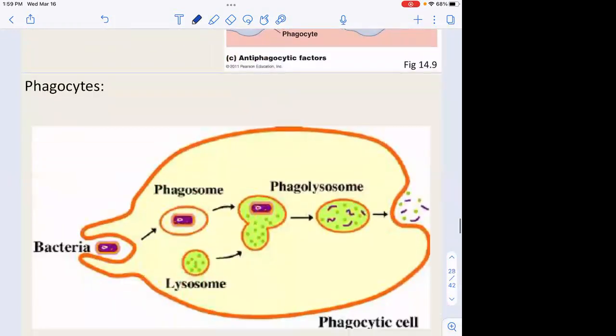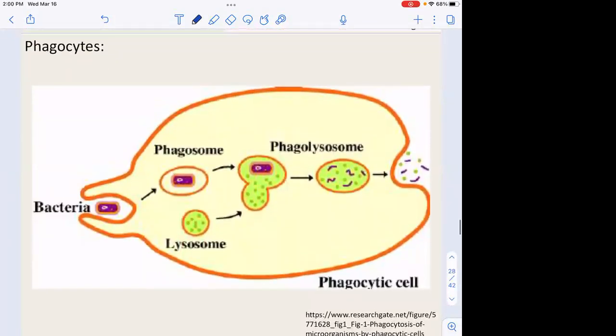So let me review a little bit or present for the first time what phagocytosis is. Of course, phagocytes are white blood cells, and we're going to talk much more about that next week as we get into our innate immunity. They are white blood cells that are going to engulf and remove invading pathogens.